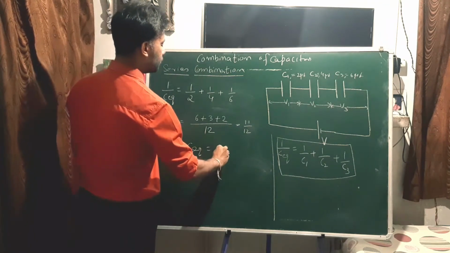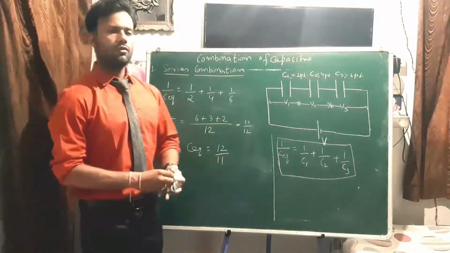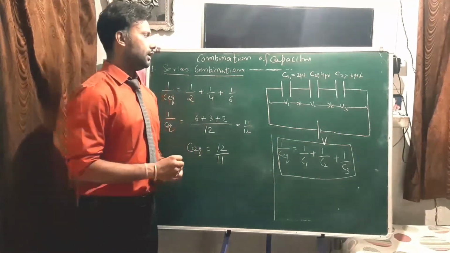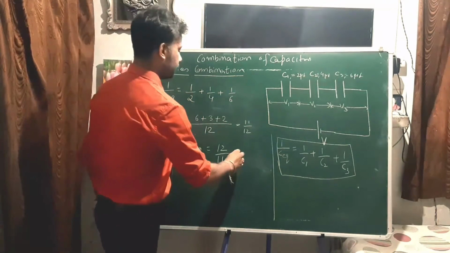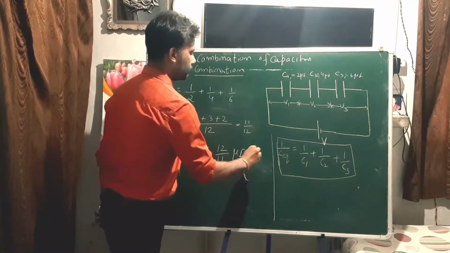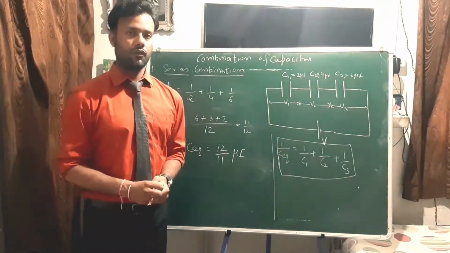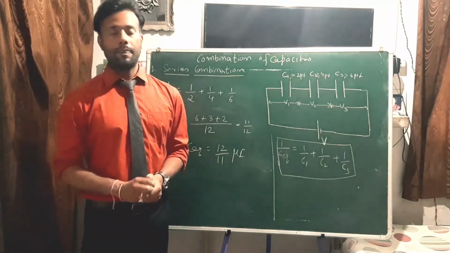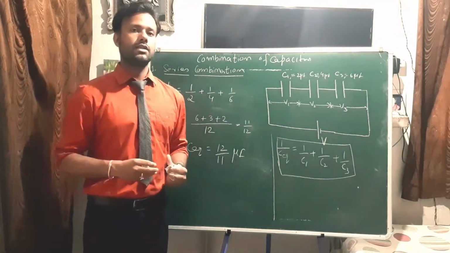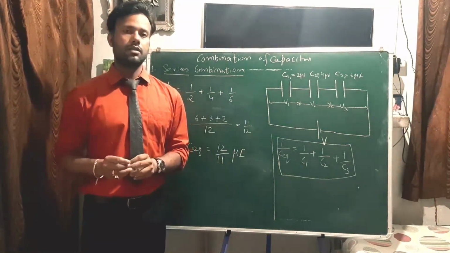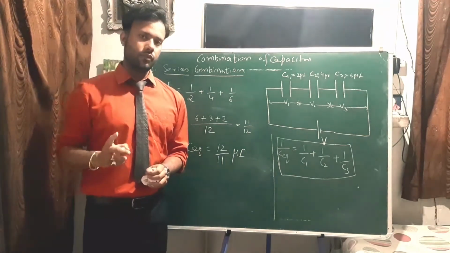C equivalent equals 12 upon 11. So when you solve it, it will be around 1.1 something, right? And you can see that the value is less than 2 microfarad, okay? It will be 12 upon 11 microfarad, which is less than 2 microfarad. So by this method you can check your answer, right? If the equivalent capacitance answer is coming more than 2 microfarad, that means you have done some mistake, right?